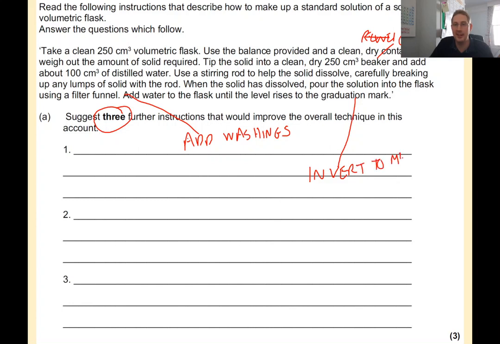So these are the three that instantly stand out to me that would allow you to make a much better solution.